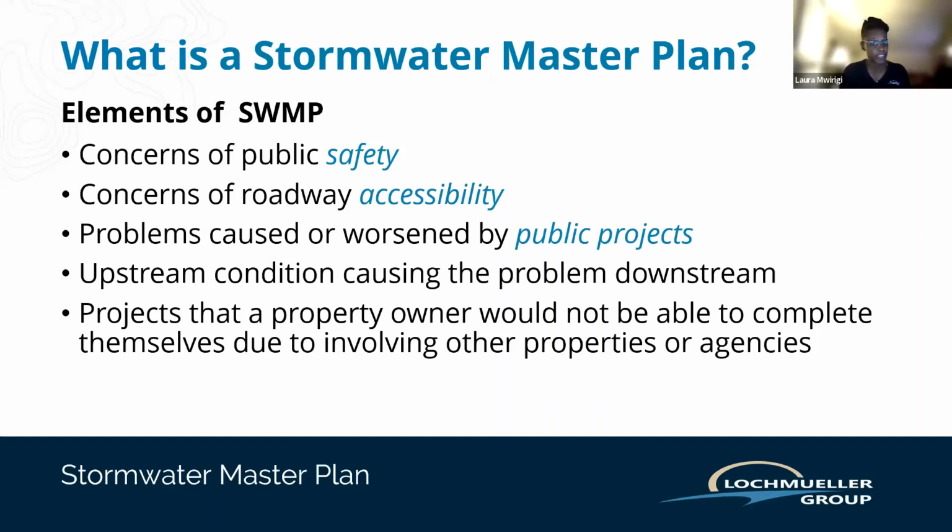Another very important fact is that if there are issues, for example, that a property owner could not complete by themselves, mostly because they involve multiple property owners. So for example, if there is a large stretch of creek that is crossing through multiple properties, or you have a pipe, for example, that is running through and requires easements from multiple properties, it is difficult for one homeowner to fix a section of pipe when in actuality they need to be able to fix the entire line. So that will be addressed in the Stormwater Master Plan.